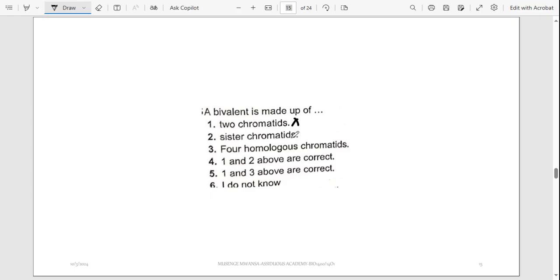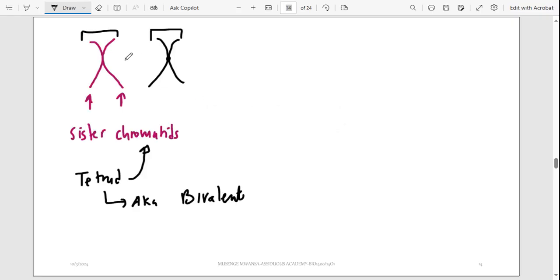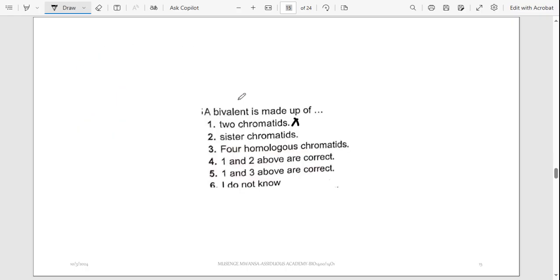Partially true, but not all of them are sisters. These two are sisters, these two are sisters. But if you get this and this, they're not sisters. Four homologous chromatids, this would be qualifying. Or you can say two homologous chromosomes. So that's the answer: two homologous chromosomes or four homologous chromatids.